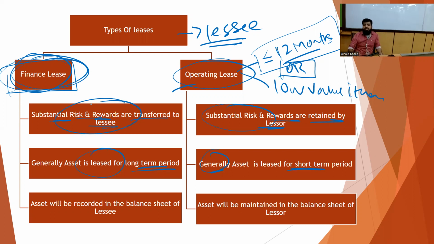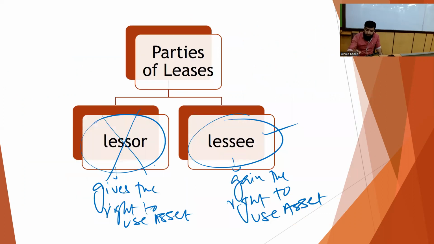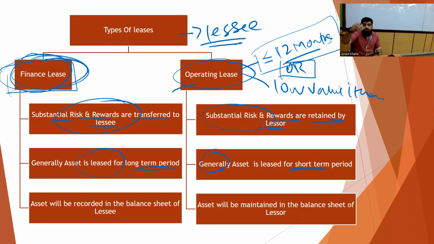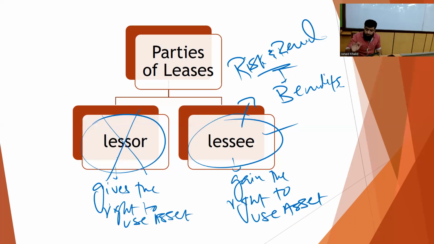Now just recall this one. If the substantial risk and reward are transferred to the lessee, it means the major benefits are transferred to the lessee. And don't forget the definition of asset: an asset is something in your control. It means risk and reward, or the benefits, are in the control of the lessee.